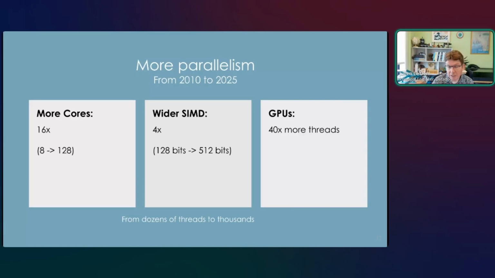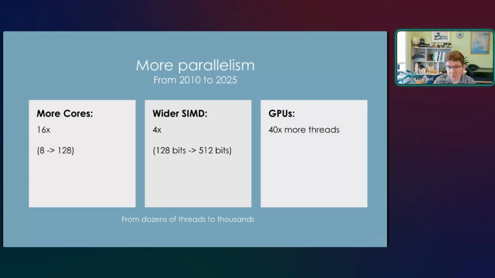SIMD becomes a lot wider. SIMD is single instruction, multiple data. It's when you tell the processor to apply the same instruction on those 4 values in parallel. There used to be 128 bits, and now there's 512 bits, right? So you'd have 4 times as many values. Instead of 4 values, you can process 16 values at the same time.